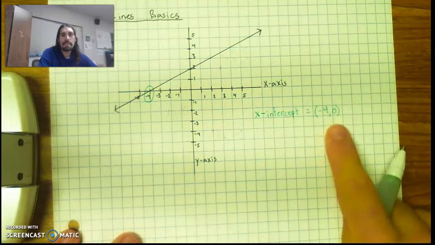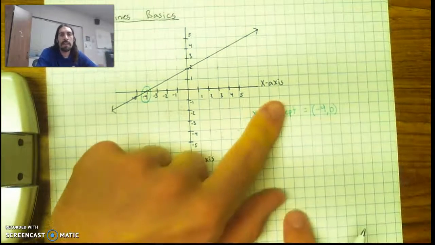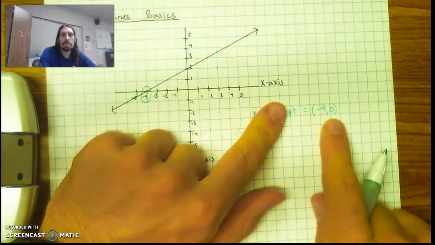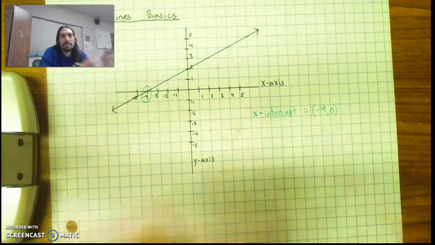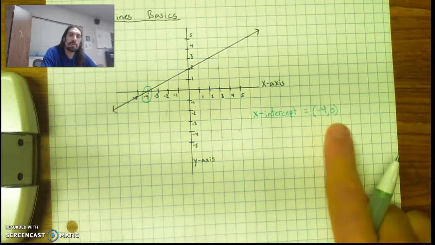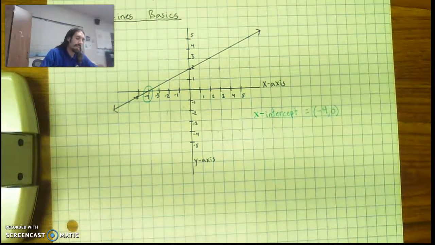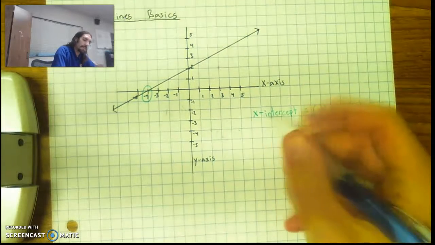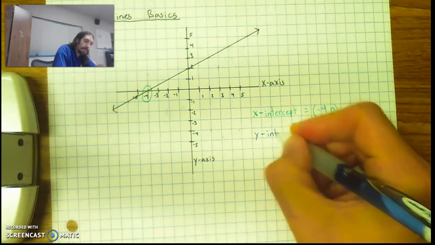And the reason we list it as an ordered pair is because if for some reason we didn't have the label x-intercept, we still want to know what the point is. If it was just the number -4, what does that -4 mean? We wouldn't know. But since it's listed as an ordered pair, we know exactly what that point is. In addition to our x-intercept, we can also identify a y-intercept.